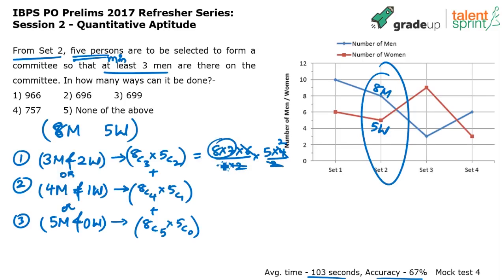So 8 into 7, 56. 56 into 10, 5 into 2, 10. 560. So this is 560. 560 plus, what's the other value?